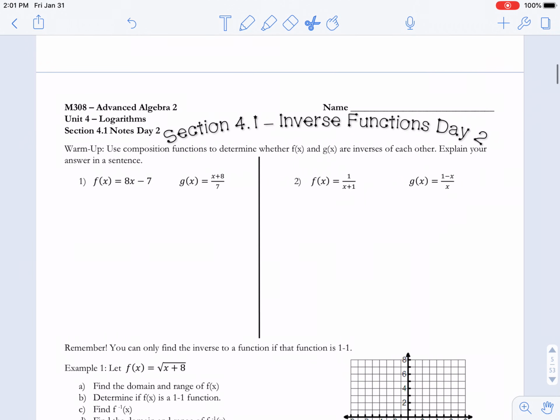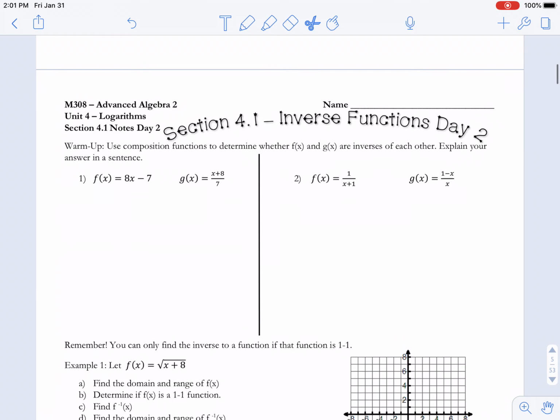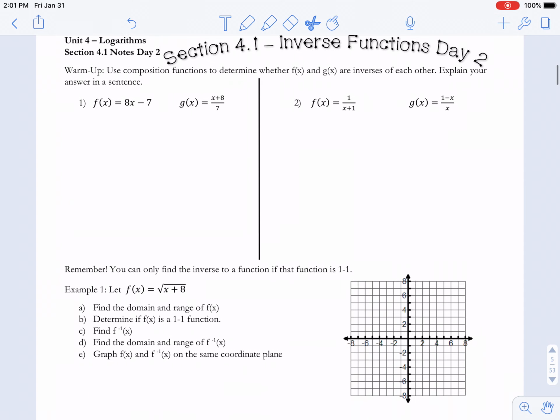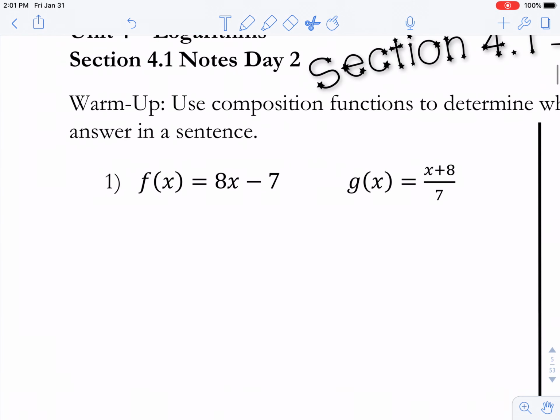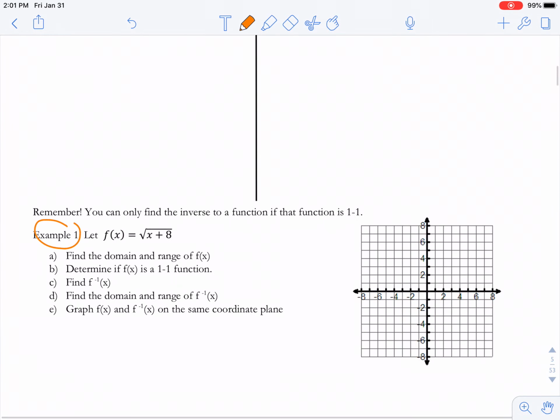Hello, so here we are with some notes for section 4.1 inverses day 2. I don't want to make this video super long, so I am just going to do a couple problems here. I'm going to do number 1, the warm-up, and I'm going to do example 1.